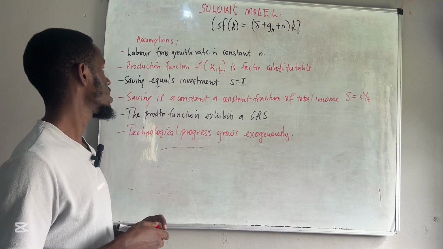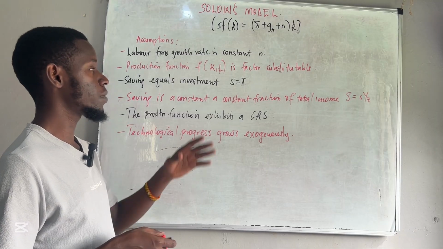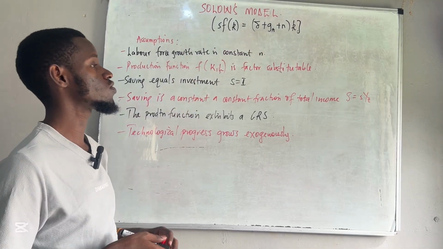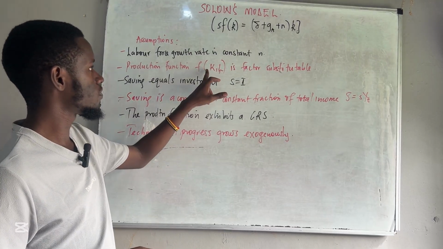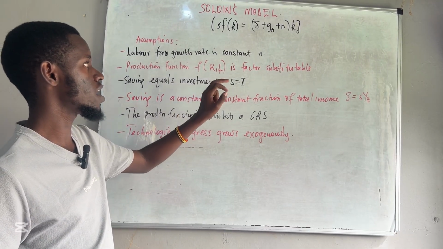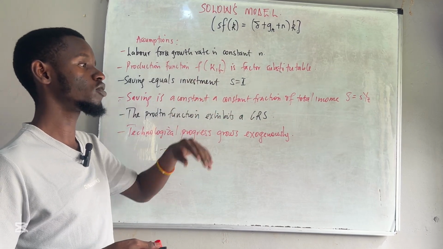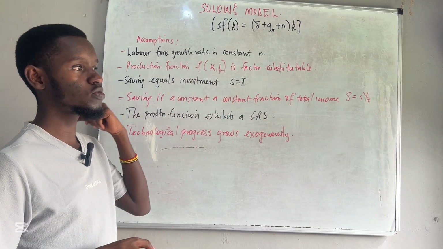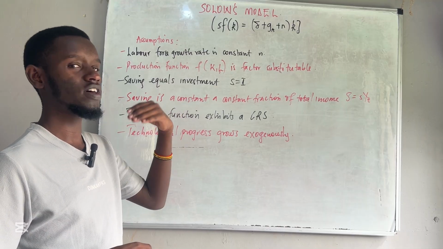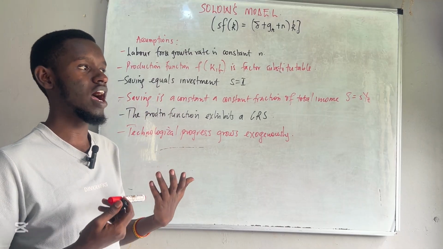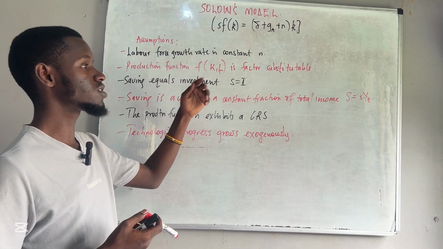Number one, he said that the labor force growth rate is a constant n, as we're going to apply it in order for us to prove this equation. He also said that the production function, a function of capital and labor, is factor substitutable. Therefore, here we can substitute labor for capital, because as we saw in the Harrod-Domar model, factor inputs are non-substitutes, they are just complements. But now here, these factor inputs are substitutes.